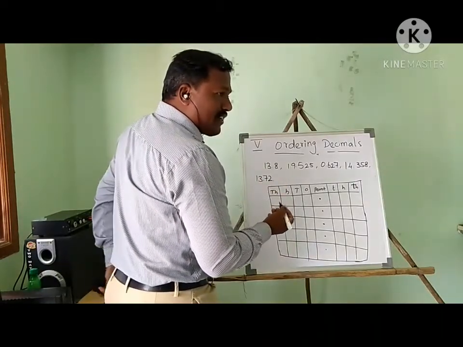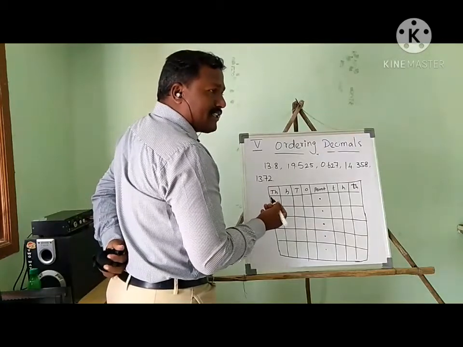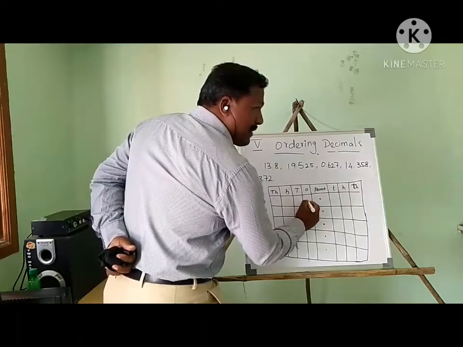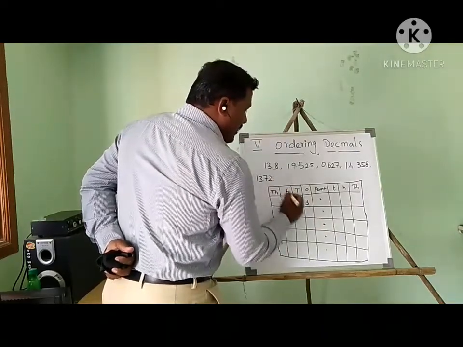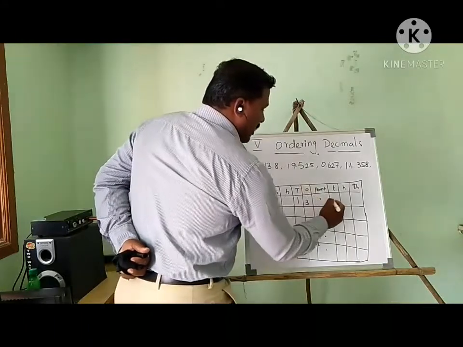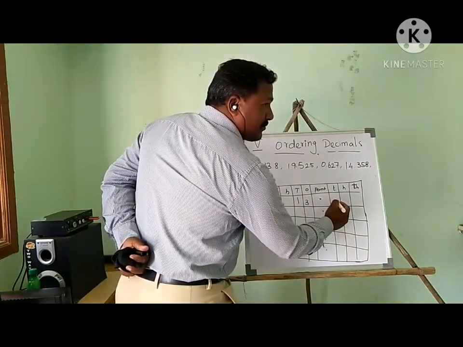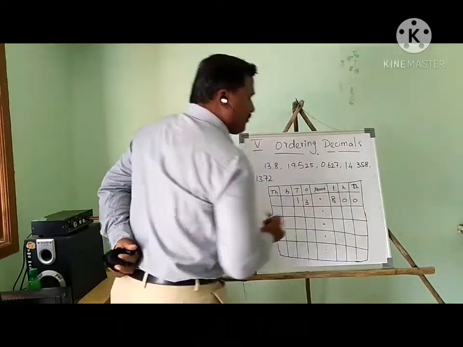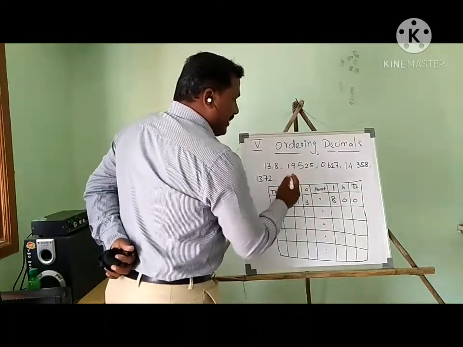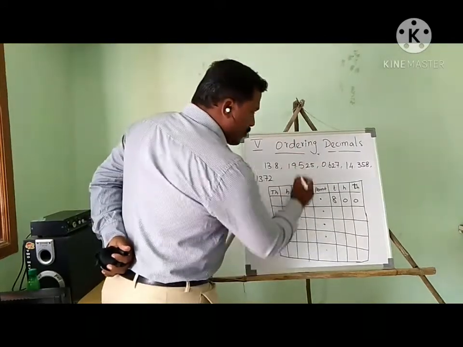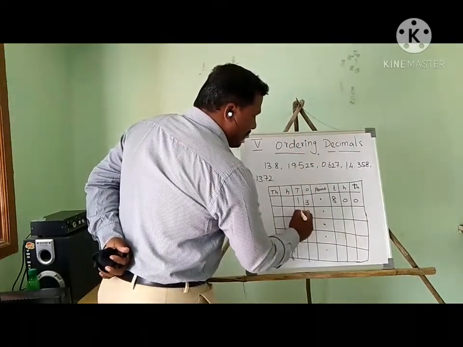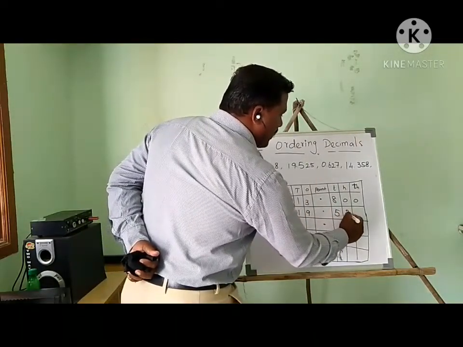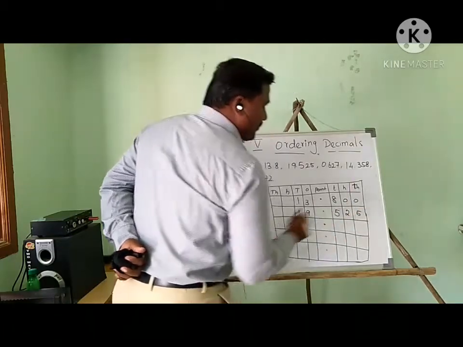First I will write 13.8. So 3 is the ones place, then 1 is the tens place. Then 8, 0, 0. Then the second one, 19.525. So 9 is the ones place, 1 is the tens place, then 5 is the tenths place, 2 is the hundredths place, 5 is the thousandths place.